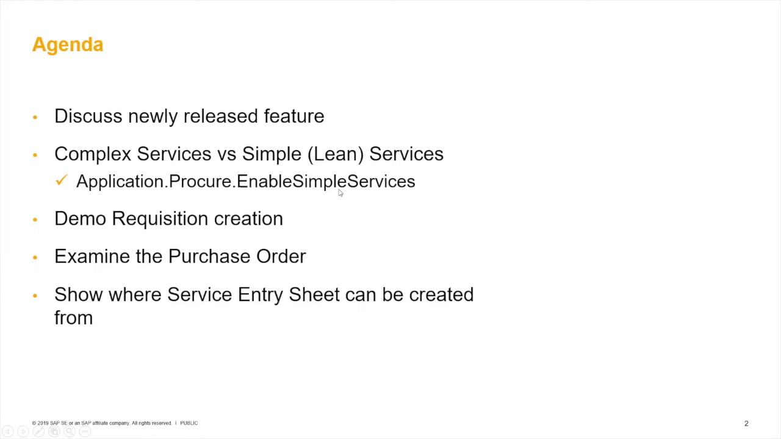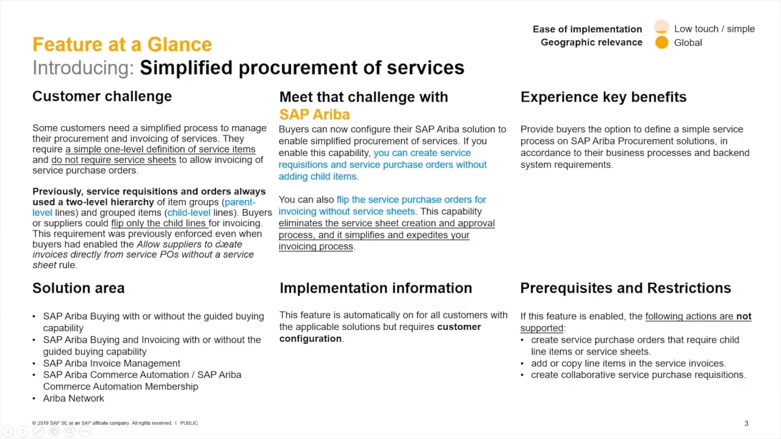Application.procure.enable simple services. We will demo the creation of a requisition that will yield a service order of type simple service. We will examine this purchase order and look at it from the supplier point of view, and then talk about some of the configuration options when you do the service entry sheet and the invoice, if you elect to do a service entry sheet.